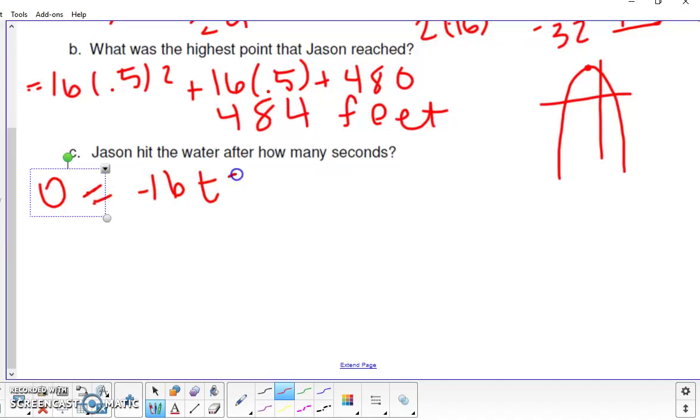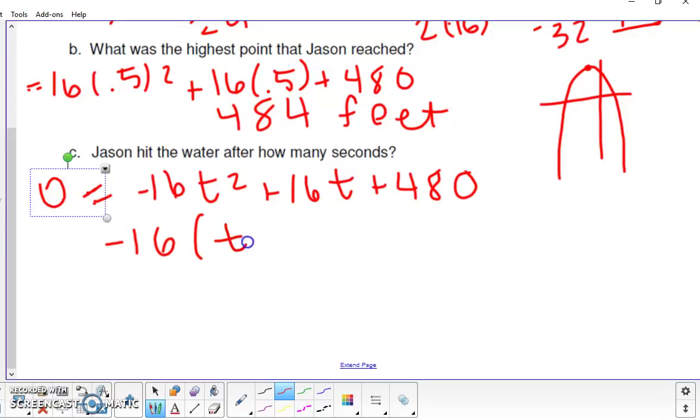And I'm just going to rewrite it. And then I am going to use the factor way. The first thing I'm going to do is take out my greatest common factor, which we always do. And when we do that, we're left with negative 16 times the difference of t squared minus t minus 30. And this still equals 0.